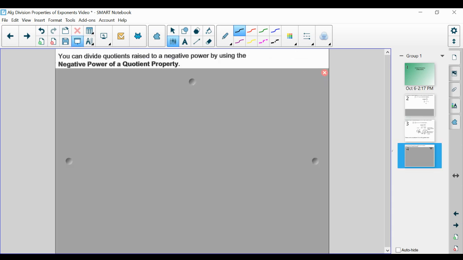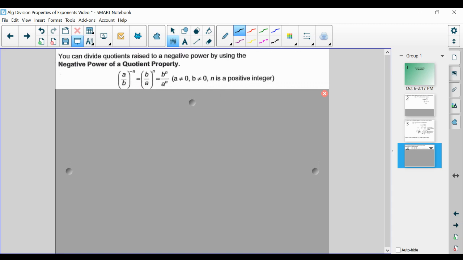All right, if you're listening to my voice, that means you're on the back side of your guided notes. And right now, we're going to be talking about how to divide quotients raised to a negative power by using the negative power of a quotient property. Essentially, if we have the fraction a divided by b, and that's getting raised to a negative exponent, what we can do is flip the fraction. So now it becomes b over a, getting raised to the positive nth.